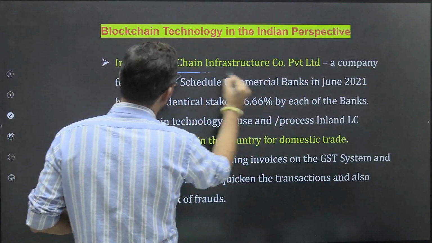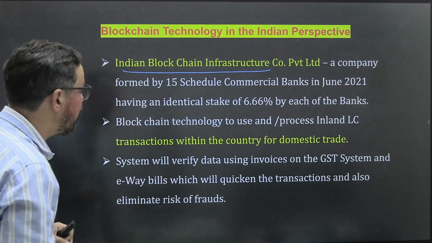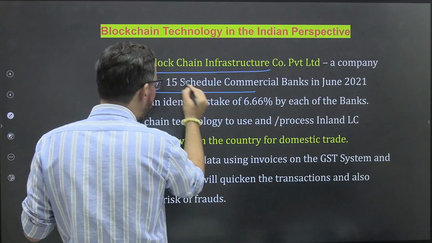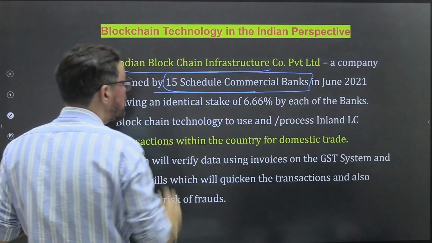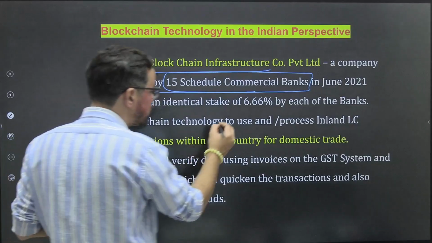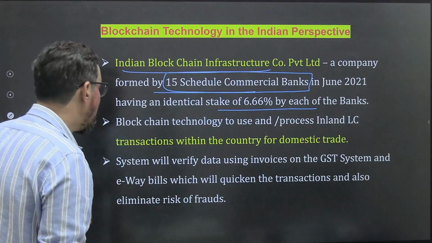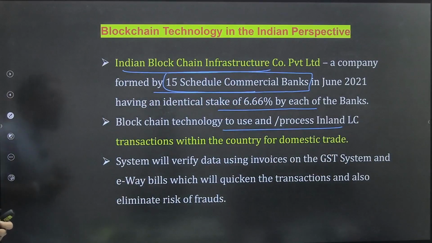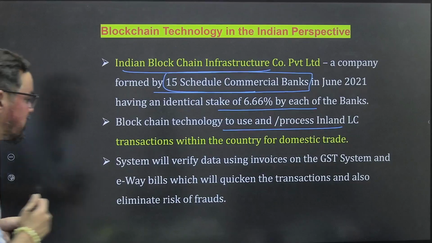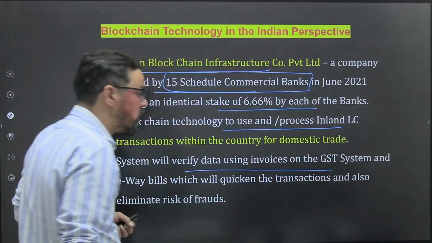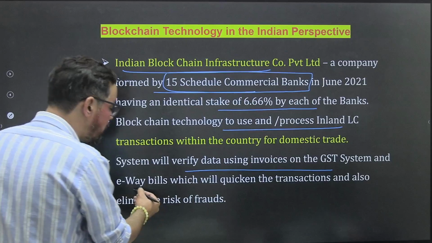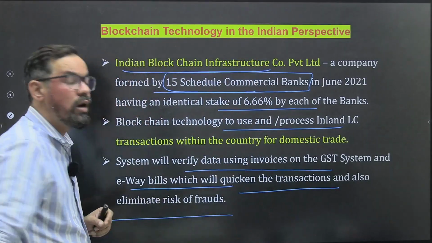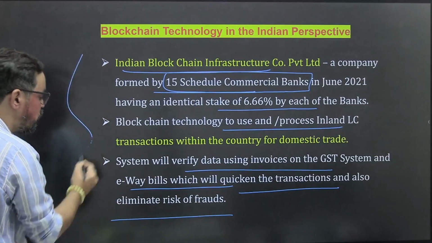So blockchain technology in India, we have Blockchain Infrastructure Company Private Limited, a company formed by 15 scheduled commercial banks in June 2021, having an identical stake of 6.66% of each bank. Blockchain technology is used to process inland LC transactions within the country for domestic trade. The system will verify data using invoices on the GST system and e-way bill, which will quicken the transaction and also eliminate the risk of fraud, okay?